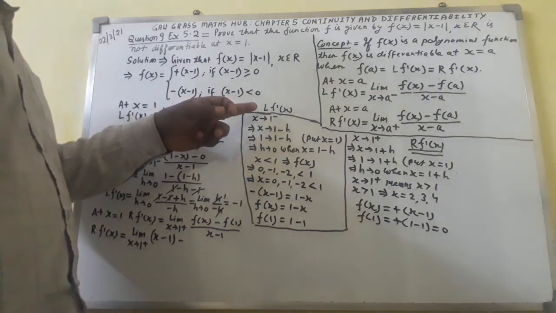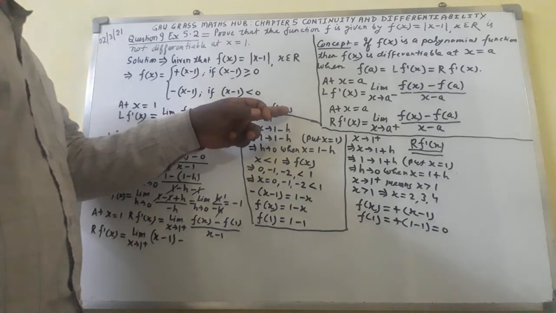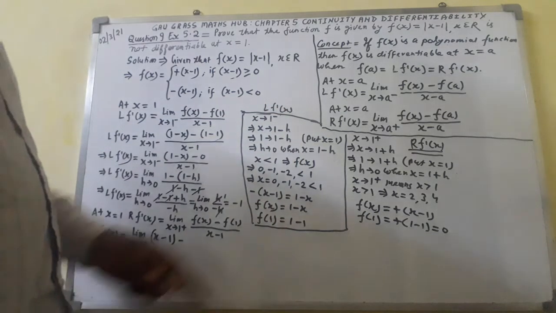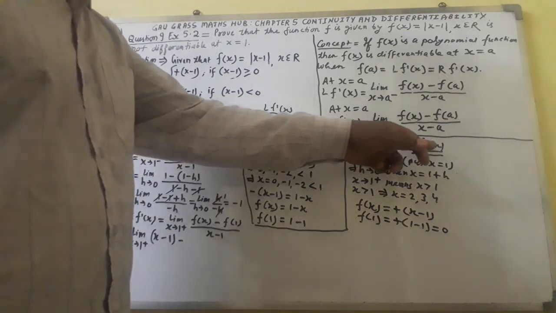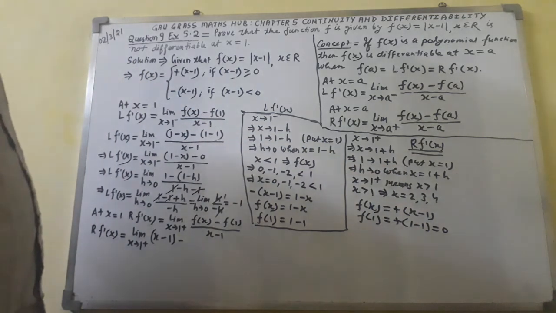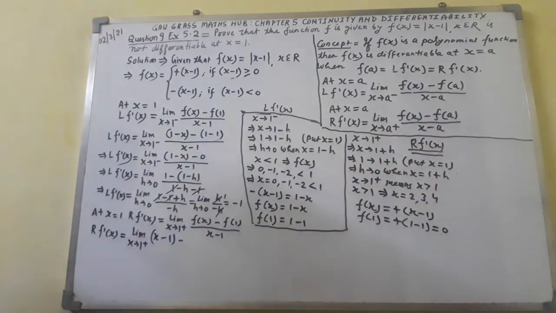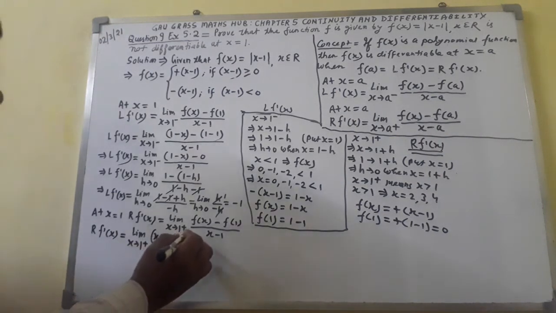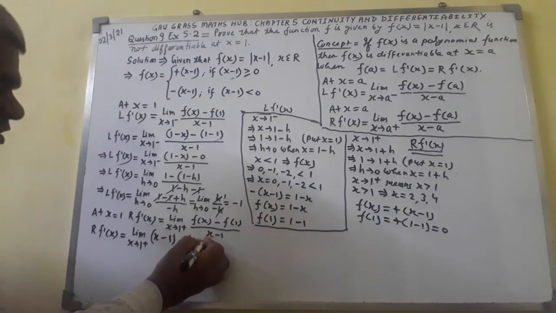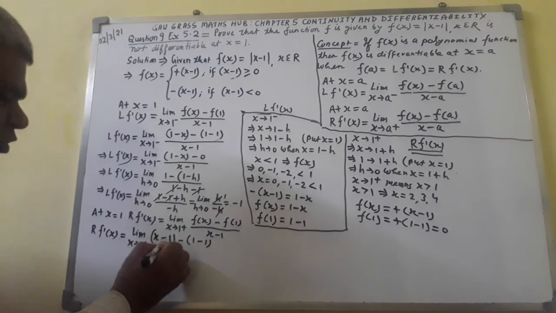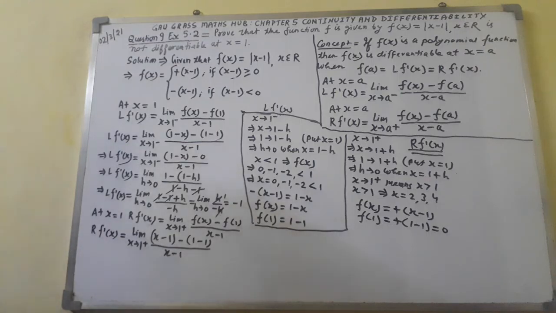Left hand derivative of f of x, this one. Right hand derivative of f of x, this one. So in place of f of 1, I shall write here 0. So here it will become 1 minus 1 whole over x minus 1.